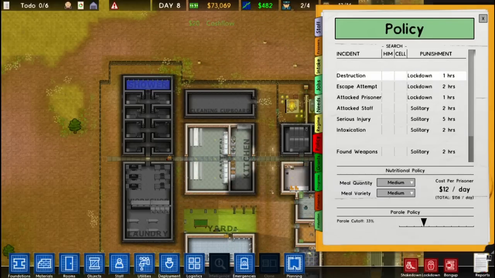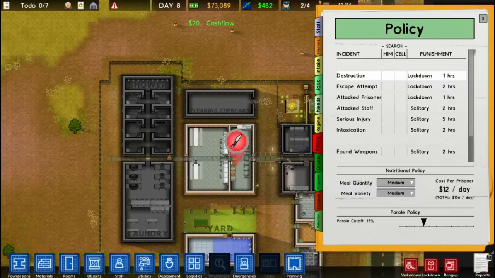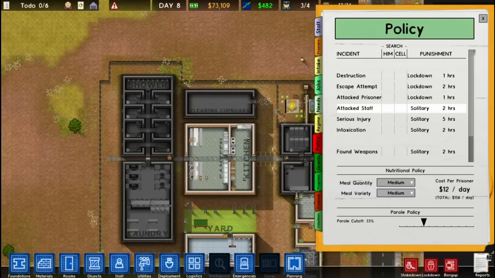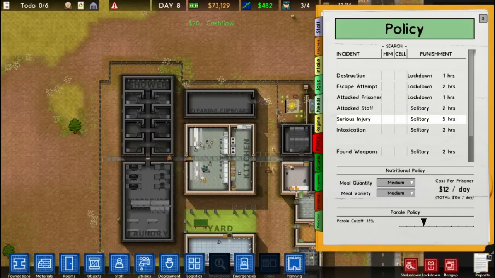Destruction is when they destroy the property of the prison. So if they try and break down a door and attempt to escape, or they get mad and they try and trash different parts of your prison, that's destruction. Escape attempt is pretty self-explanatory: when they try and run away from your prison. Attacked prisoner means one prisoner attacked another prisoner. Attacked staff means a prisoner attacked a staff member. Serious injury is an additional punishment after attacking someone in which you hurt the person.